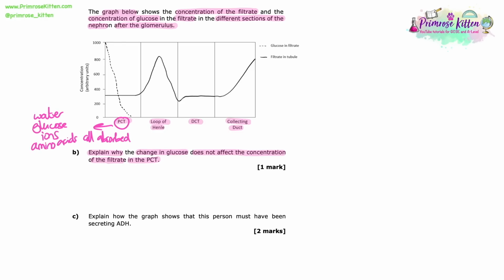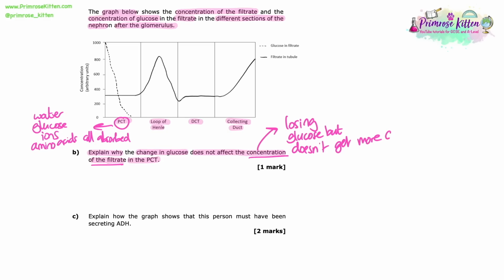So let's think about what happens in the PCT. It's where the water, the glucose, the ions, the amino acids, everything is all absorbed back into the blood that is useful and important that we can absorb. But it's asking, why does us decreasing that concentration of glucose in the filtrate, so why does reabsorbing that glucose not affect the concentration of the filtrate?